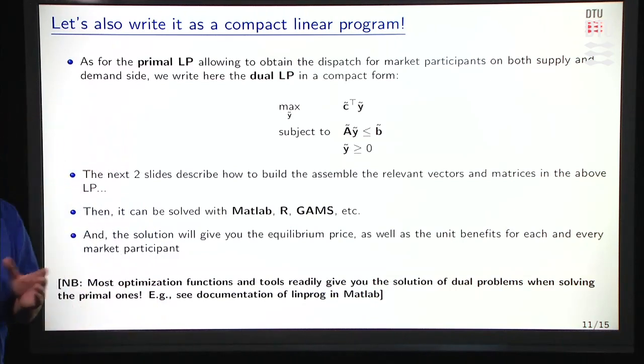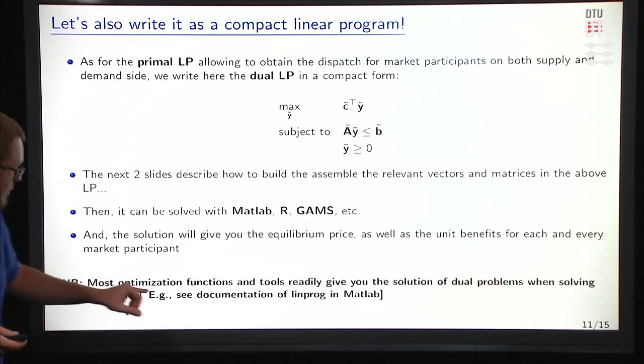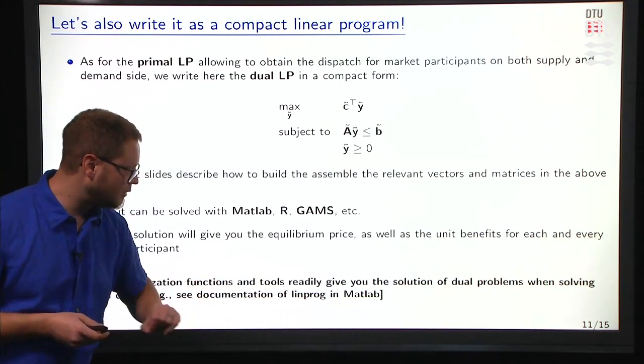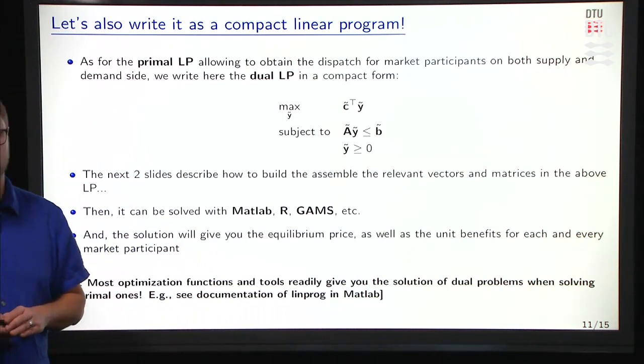Something which is very interesting for you, I guess, is that most optimization tools and functions out there can directly give you the solution of dual problems when solving the primal ones. So that means you don't have in practice to write these dual problems so as to get the equilibrium price. For that, you may want to look at the documentation for linprog in MATLAB if you use MATLAB, but you can also look for the documentation for linear program solving in R, GAMS, etc.